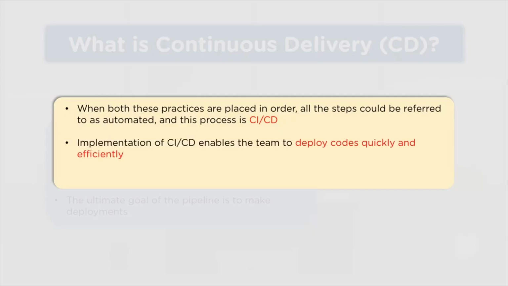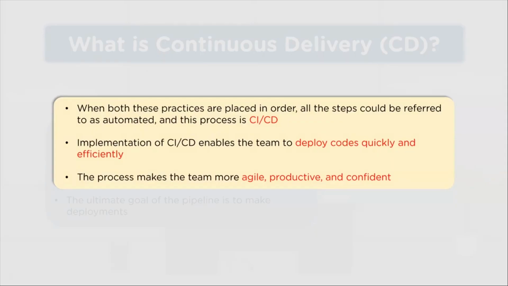The implementation of CI/CD also enables the team to do builds and deploys quite quickly and efficiently, because these things happen automatically, so there is no manual effort involved and no scope for human error. We have frequently seen that while doing deployments we may miss some binaries or something else may be missed. That is completely removed when we talk about this. The process makes the teams more agile, productive, and confident, because automation definitely gives a boost to the confidence that things are going to work perfectly fine and there are no issues present.